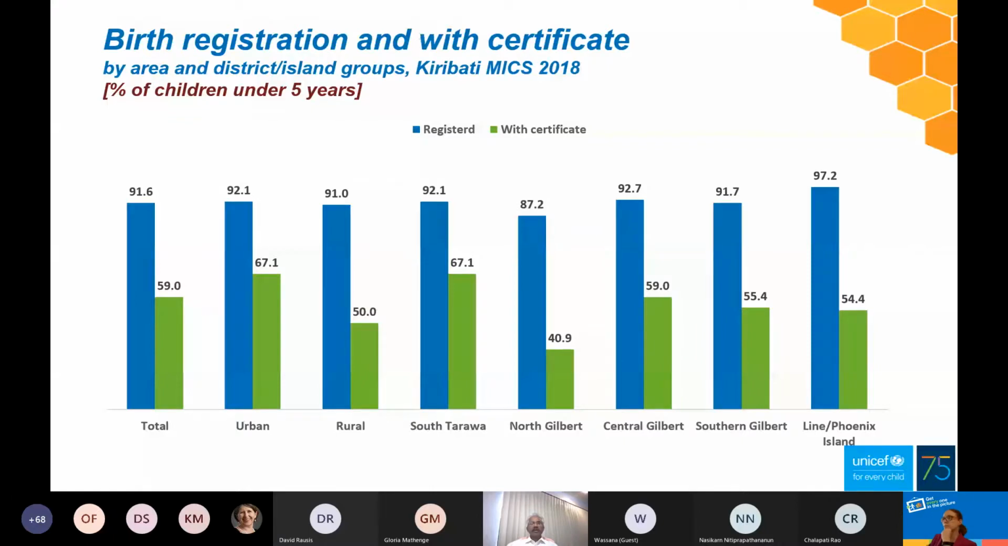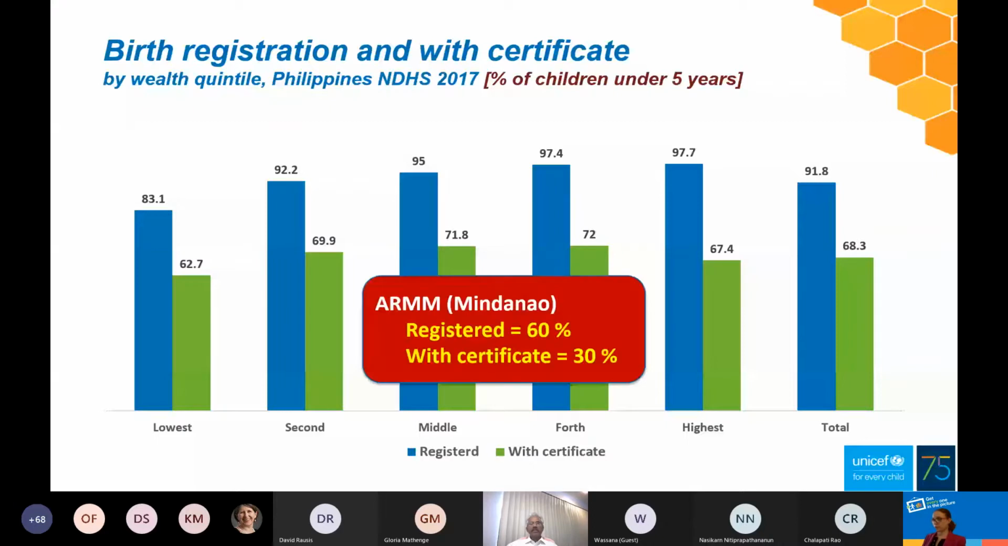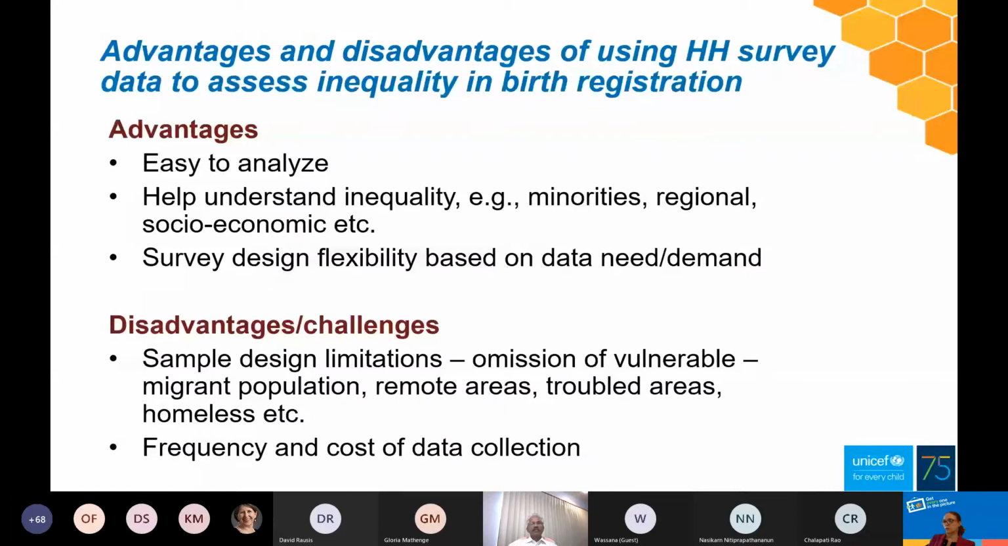The same kind of example I have picked from the Philippines, but this is giving the wealth index differentials. Because of the time, I'm not going into the details. Even in the Philippines, if you look at some of the regions, it is much lower, for example Mindanao. Some of the advantages of the household survey, as I explained before: it is easy to analyze and it helps in understanding inequality.